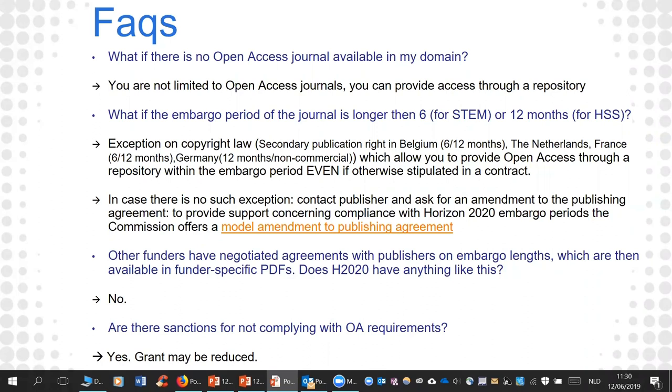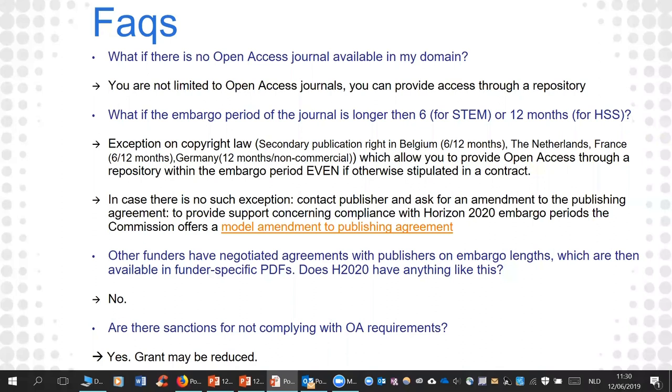There was one question: other funders have negotiated agreements with publishers on embargo lengths, which are then available in funder-specific PDFs. Does Horizon 2020 have anything like this? I couldn't find anything like this, so I don't think it exists. Maybe some of the other OpenAIRE people saw something like that, but I didn't find anything like this. So if you have trouble with embargoes, I would refer back to the previous question. Are they sanctioned for not complying with open access requirements? Yes, so there's the general sanction that your grant may be reduced.